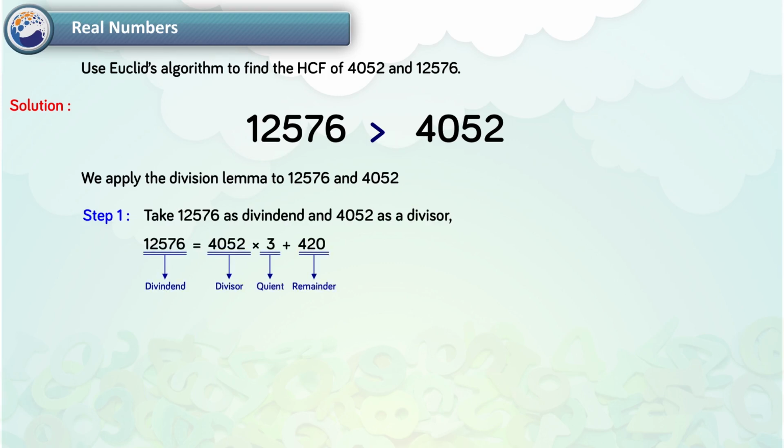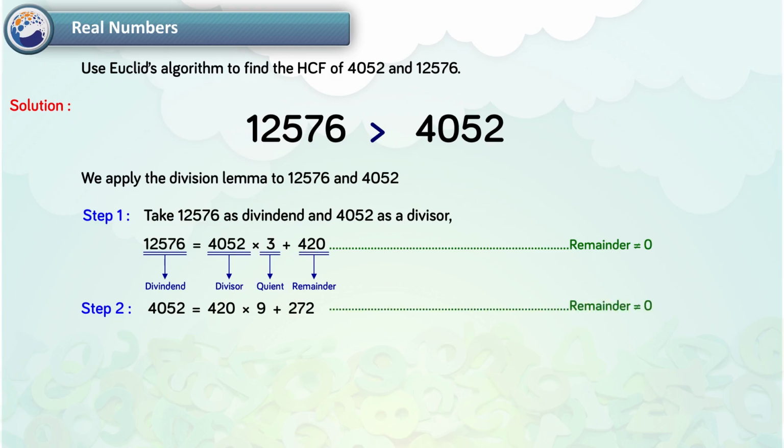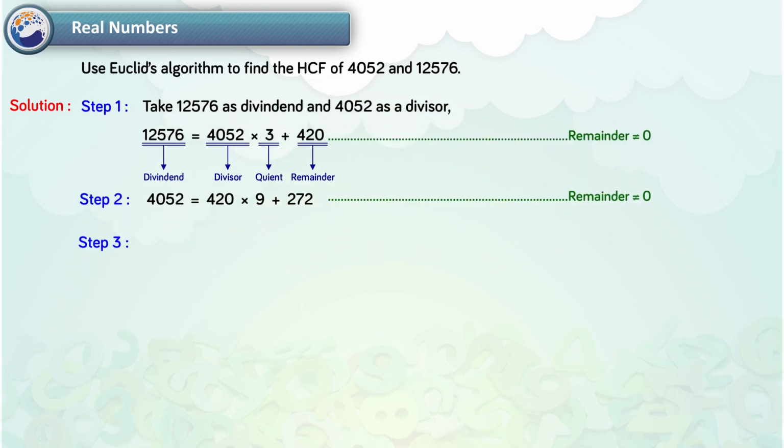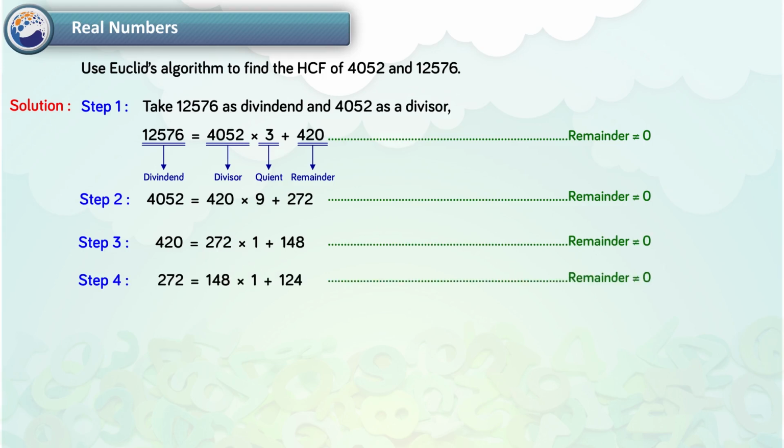Step 2. Since the remainder 420 is not equal to 0, we apply the division lemma to 4,052 and 420 to get 4,052 = 420 × 9 + 272. Step 3. Again, the new remainder is not equal to 0. So the new divisor is 420 and the new remainder is 272, and we apply the division lemma to get 420 = 272 × 1 + 148. Repeating the same procedure until we get the remainder 0.